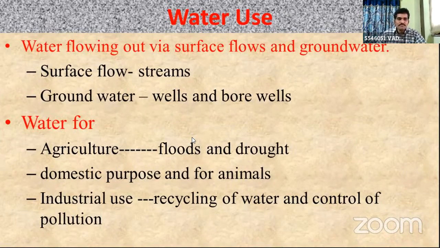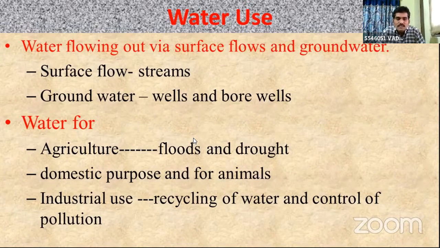Water use. Water flowing out via surface flows and groundwater. Without water we can't live. So we need water every day in our day-to-day life. So students, from where are we getting water and how are we getting water? If we classify the water flow into two flows, one is surface flow and the second one is groundwater. Mainly we are getting water through rainfall.